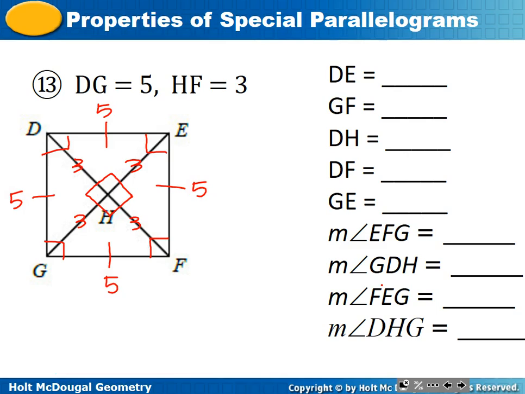So when we were talking about DE, and by the way, these numbers wouldn't be accurate in an actual problem, but this is just for illustration purposes. So let's talk about DE. Oh, no, DE is 5 because it's a side. GF was 5 because it's a side. Then DH is part of a diagonal, so that's going to be 3. DF is the whole diagonal, so that's going to be 6, 3 plus 3. And GE is also going to be 6 because it's 3 plus 3.